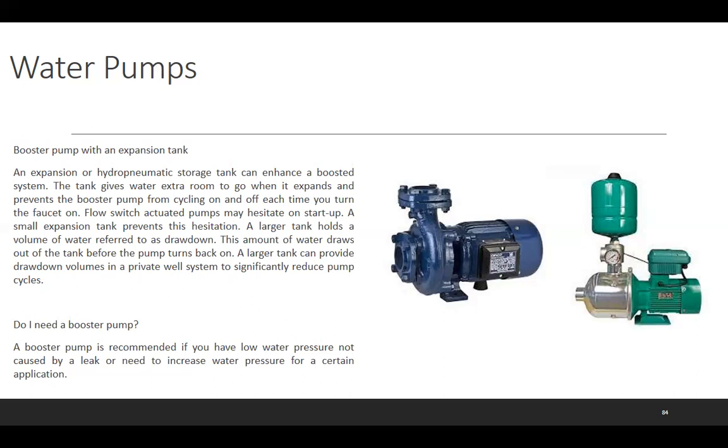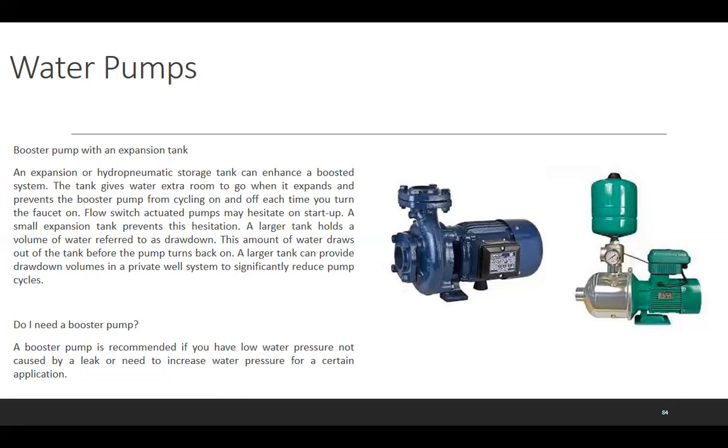Flow switch actuated pumps may hesitate to start on startup. A small expansion tank prevents this hesitation. A larger tank holds a volume of water referred to as drawdown. This is the amount of water drawn out of the tank before the pump turns back on. A larger tank can provide drawdown volumes in a private well system to significantly reduce pump cycling.